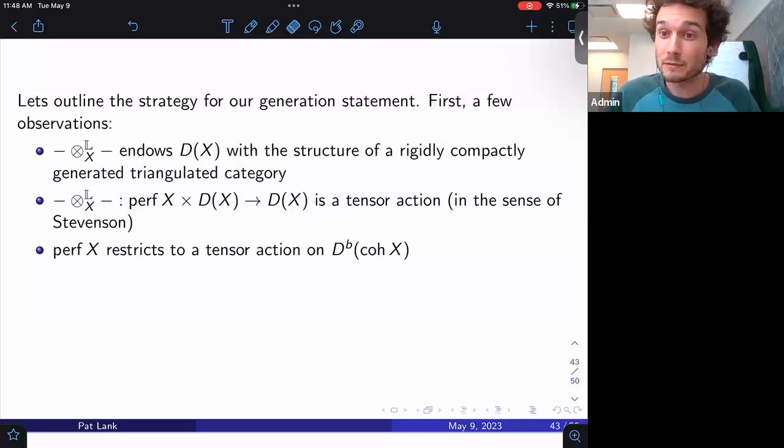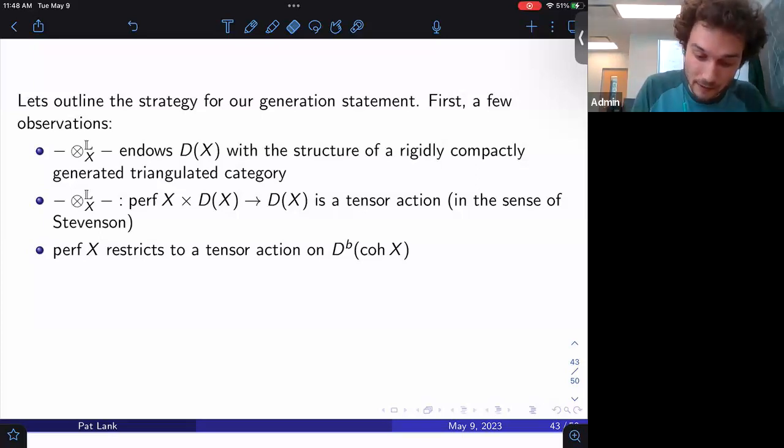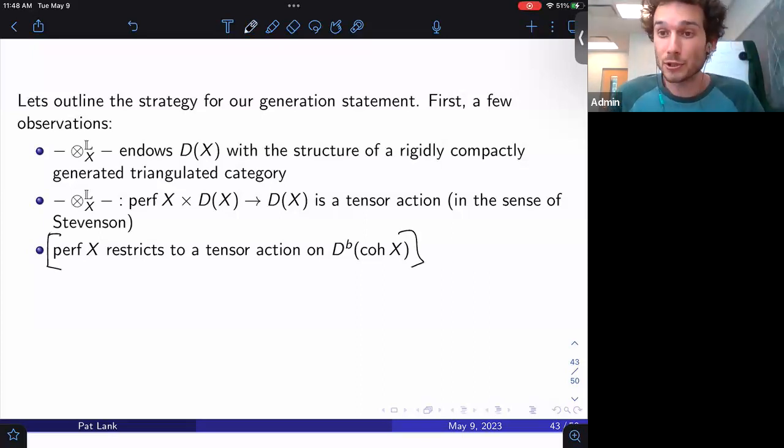Fortunately, this tensor action actually restricts to the bounded complexes with coherent cohomology. And it's this piece that, in some sense, is the main ingredient that we're going to use to produce our strong generation.